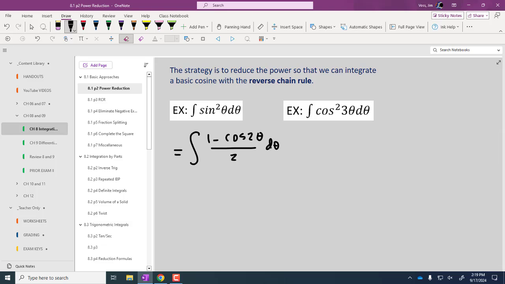So when you power reduce, you increase the angle. So if you power reduce sine squared, you're reducing the power from a 2 down to a 1 on this cosine. That's cosine to the first power of the angle 2 theta. So we can factor the 1/2 all the way to the front, and we are just integrating this.